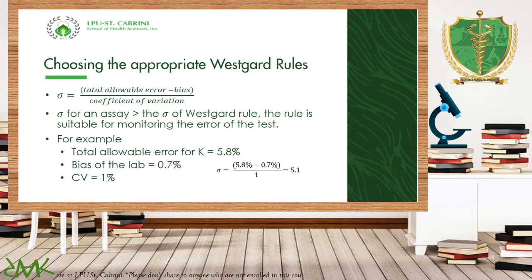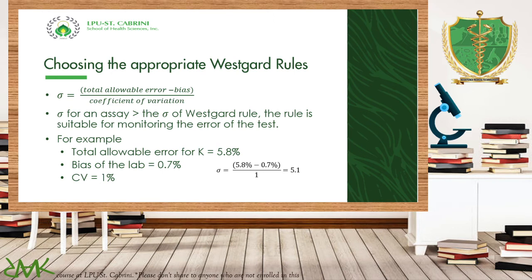Okay? And lastly is choosing the appropriate Westgard rules. Sigma is equal to the total allowable error minus the bias over the coefficient of variation. Take note, guys, that total allowable error represents the error budget based on the biological variation. Bias refers to the systematic error of the assay. And of course, the coefficient of variation is the analytical SD of the assay, right?